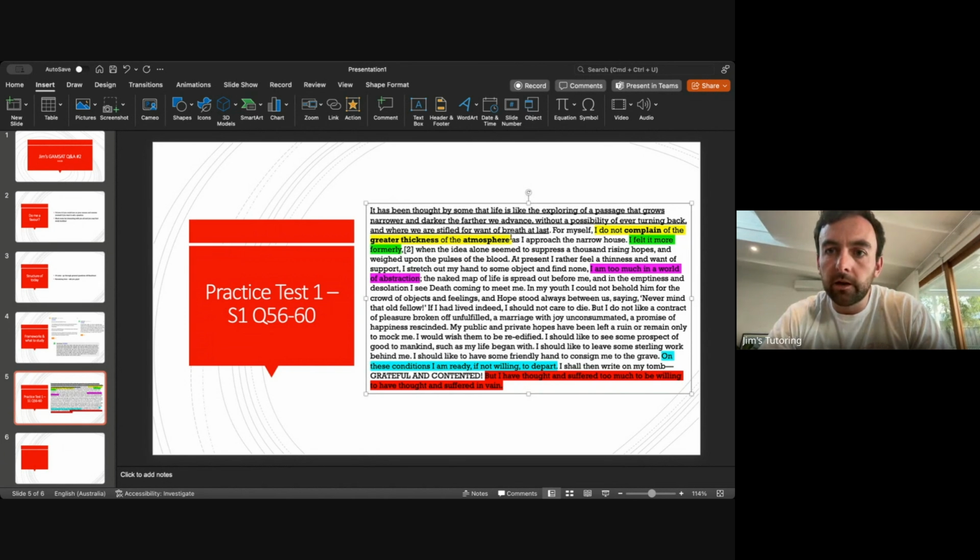And then exploring a passage of narrow darkness, he's probably talking about something like death, right? And if you look a little bit later on, you do get more clues that it's about death. Similar to what I do with section 3, I can reframe that yellow sentence to be something about not complaining about death as I approach the narrow house. So he's not complaining about death as he's getting closer to death.